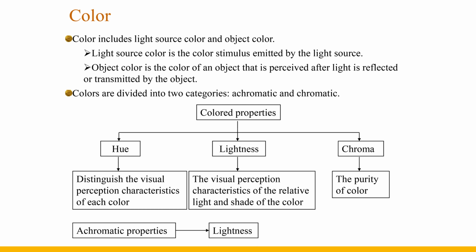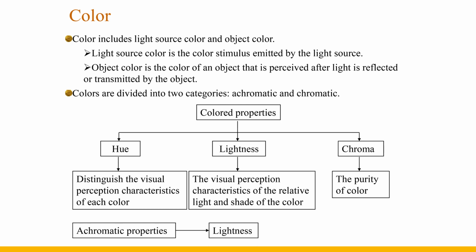Colors are divided into two categories, achromatic and chromatic. Achromatic refers to perceptual colors that have no hue. For object color, when the light reflectance of the surface of the object is greater than 0.8, it is white, and when it is less than 0.04, it is black. For the light source color, it is white when the brightness of the light is very high, gray when the brightness is very low, and black when there is no light.